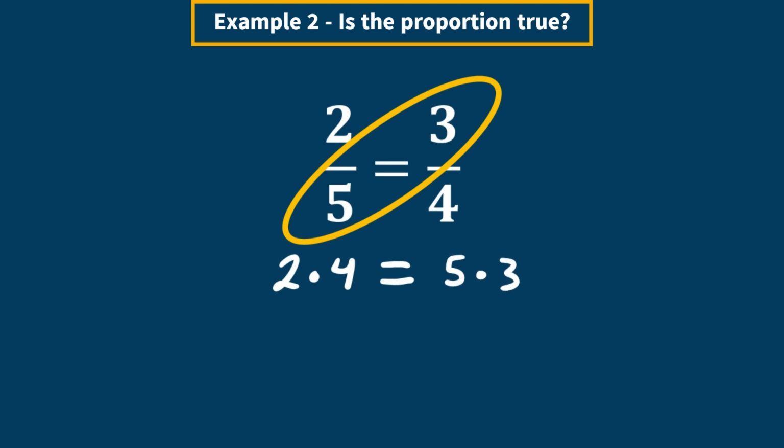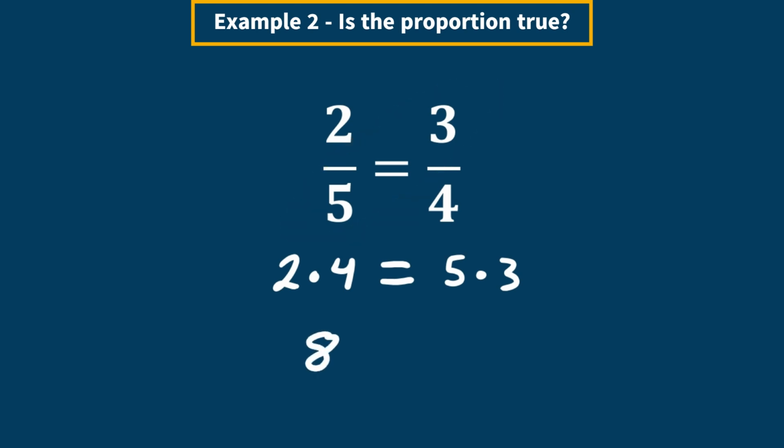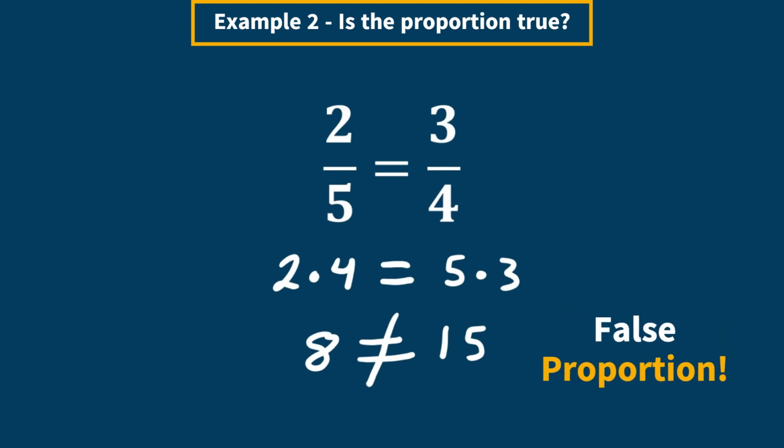Let's go ahead and simplify. The left-hand side, 2 times 4, is going to give us 8. And we want to find out if that is equal to 5 times 3, which is going to be 15. As we can see here, the left-hand side is not equal to the right-hand side. This means that the proportion is false, or that the ratios are not equal to each other.